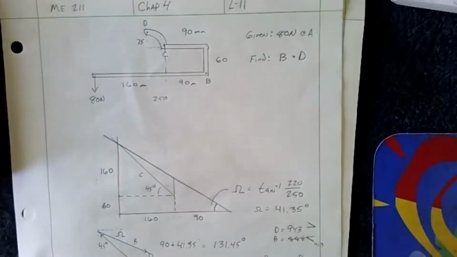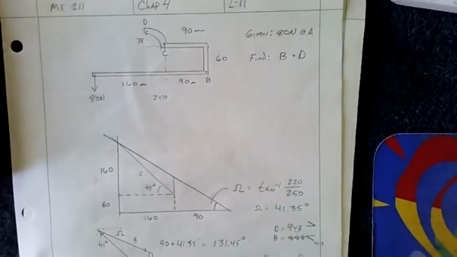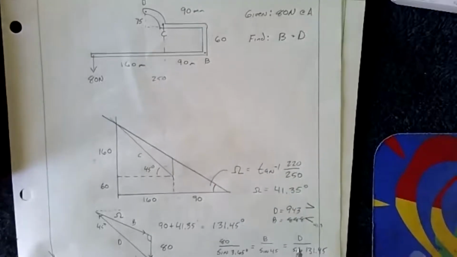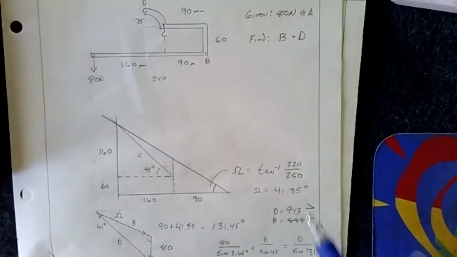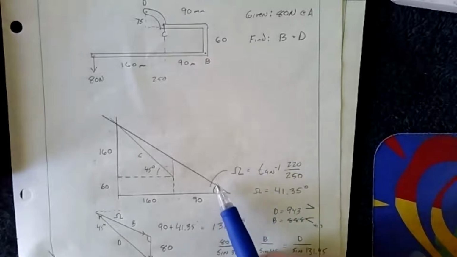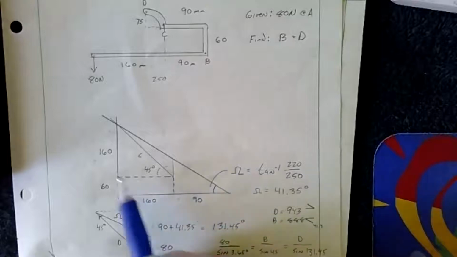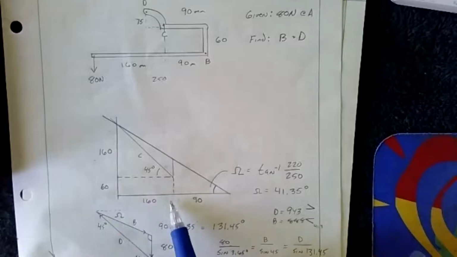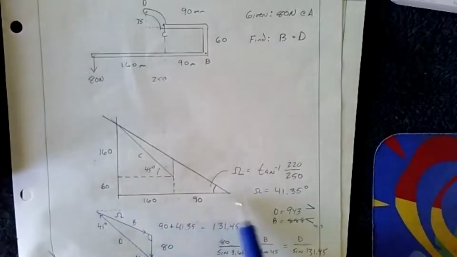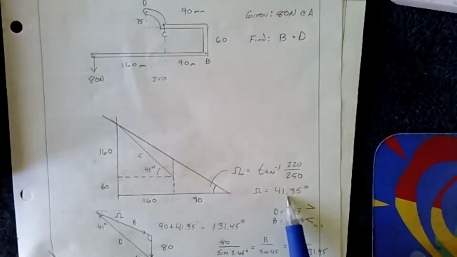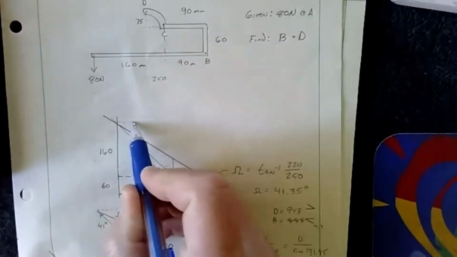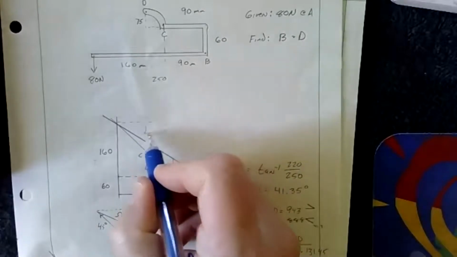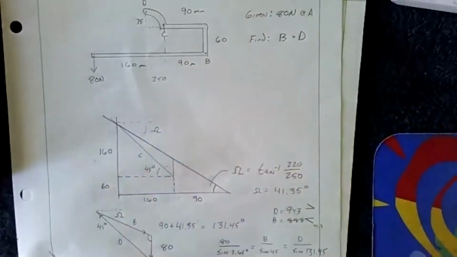So from that, we can actually use the distances to go ahead and calculate the angles. So for example, this angle here, which I'm referring to as omega, is simply equal to the opposite side, which we now know to be 220 millimeters, over the adjacent side, which is 250. That gives me an angle of 41.35 degrees. Now, if I were to draw this up here, I know that that has to be omega also.